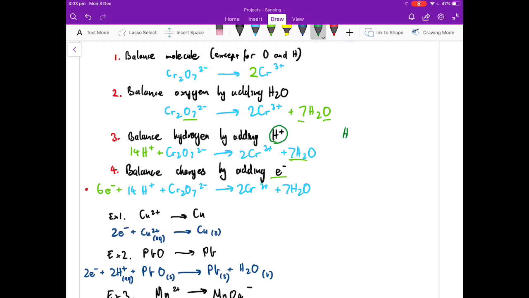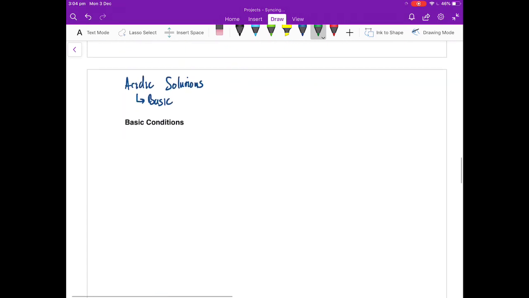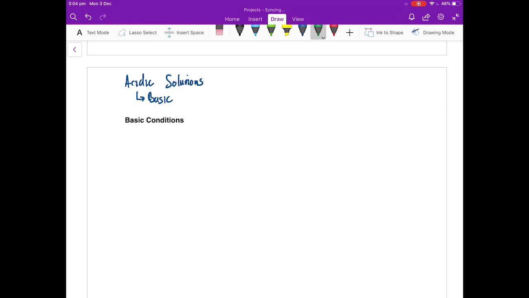Now, H+ ions make substances acidic. So if we add lots of H+ ions to something, we increase the acidity. If we decrease H+ ions, we decrease the acidity. So in the steps we learned, step 3 was inherently making an acidic environment. In this video today, we're going to talk about how we can change this and make our equations into basic environments. So these are the steps.